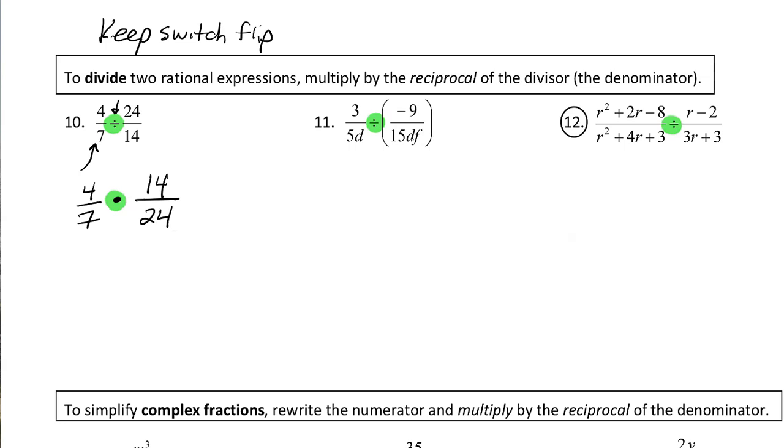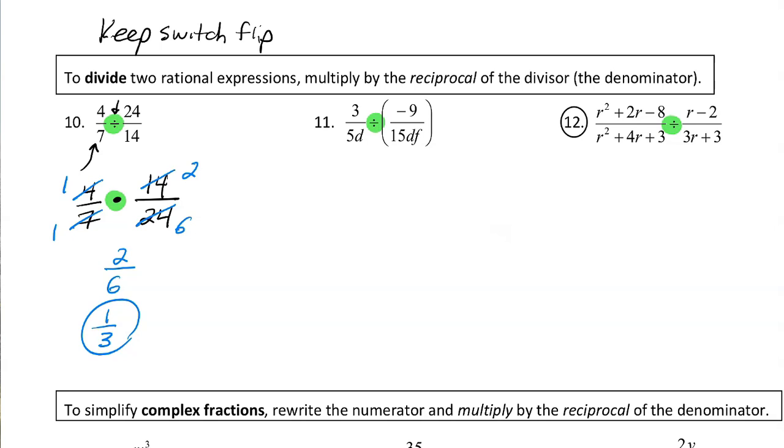And now it's a multiplication problem, and we can solve that the ways that we were solving in the previous video. You could either multiply across, you could multiply these, and then simplify, or you could divide out common factors like 14 and 7, that'd be a 1 and a 2. 4 divided by 24 is a 6 and a 1, so we'd have 2/6, which is really 1/3. So 4/7 divided by 24/14ths equals 1/3.